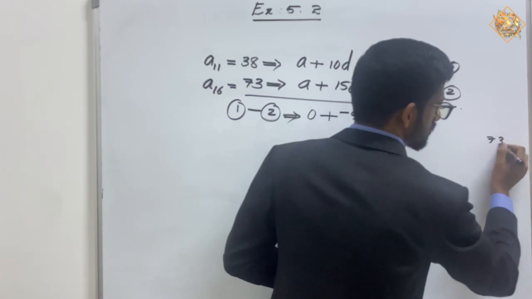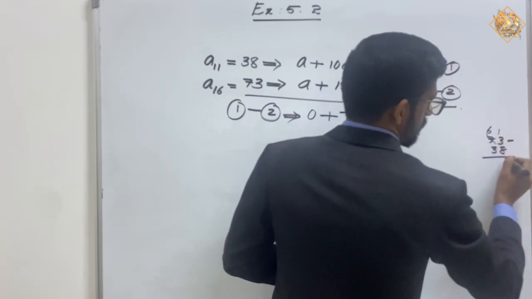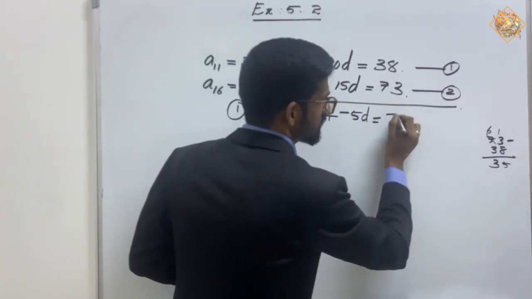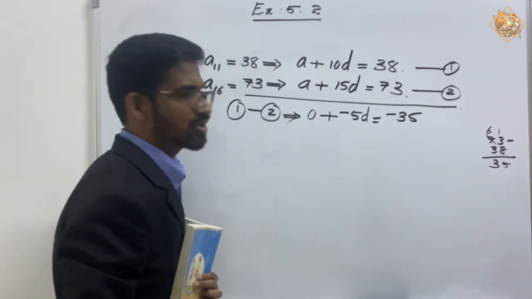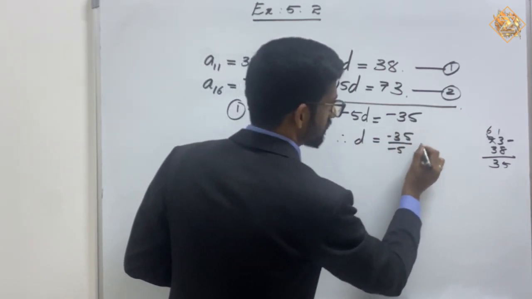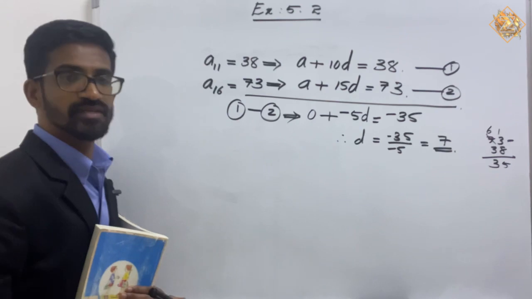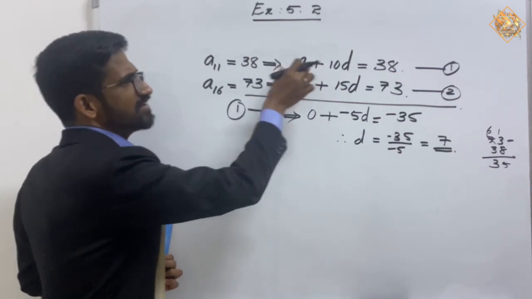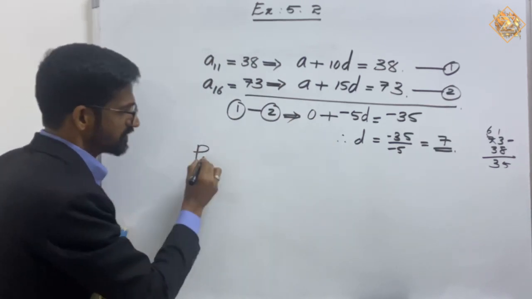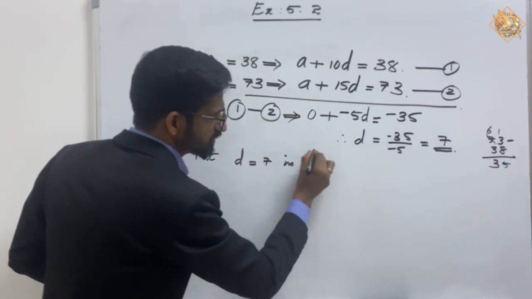38 minus 73 will become minus 35. Therefore D equals minus 35 by minus 5, that is positive 7. Now we got the value of D. Substitute this value of D in any one of these equations, either equation 1 or equation 2. I am putting it in equation 1. Put the value D equal to 7 in equation 1.